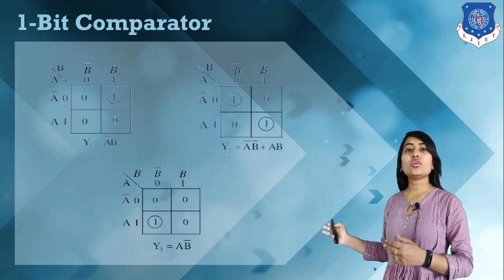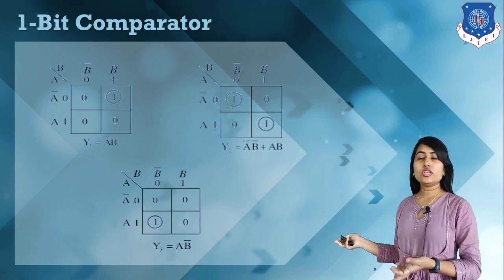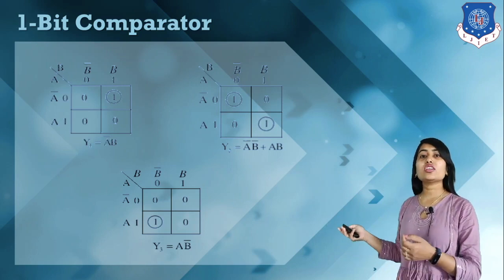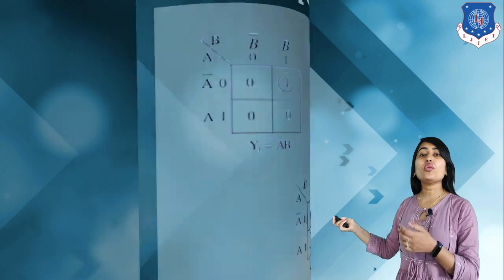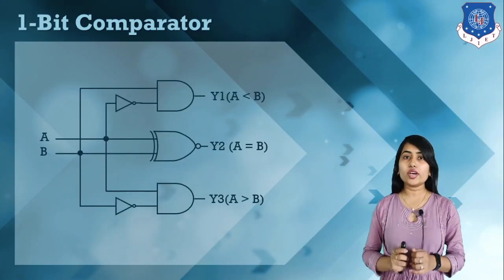So this is our 1 bit comparator. Using these values of y1, y2, y3, we can draw the logical diagram for the 1-bit comparator. So here we have a logical diagram of the 1-bit comparator.